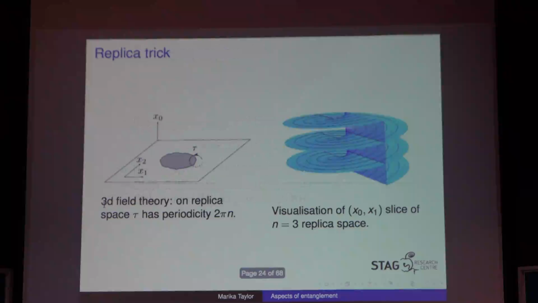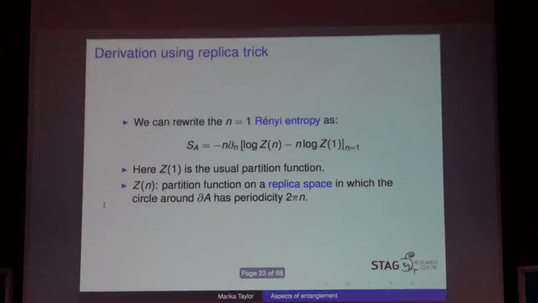Okay? So let's think about what we're doing. So this is, again, an illustration of a three-dimensional quantum field theory. The x0 direction is the time direction. And we're considering a region which is just in space. So this is our shaded region. This is just a region in space. Okay? And so what we ask to do is to take copies. We will take an integer number of copies, and we will join them together.